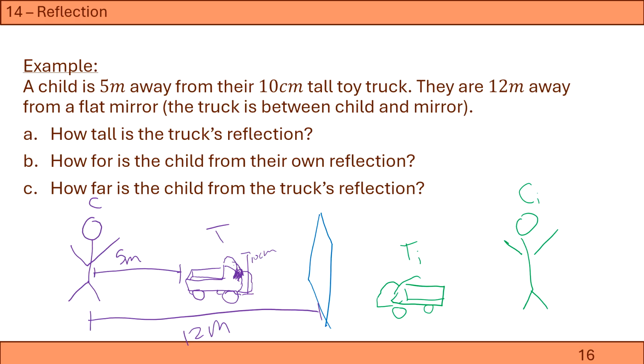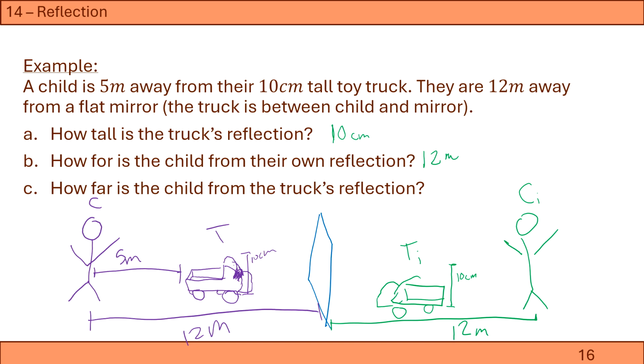So how tall is the truck's reflection? Well, in a flat mirror, reflections are just as tall as their original counterparts. They just might look smaller because they're further away. So the truck should also be 10 centimeters tall, just like the original object. How far is the child from their own reflection? Well, in flat mirrors, an object's distance away from the mirror is going to be equal to the image's distance away from the mirror. So this should also be 12 meters as well. And so these first two, we were able to knock away really quickly with these rules on flat mirrors.